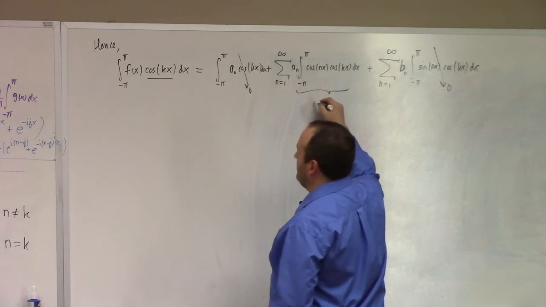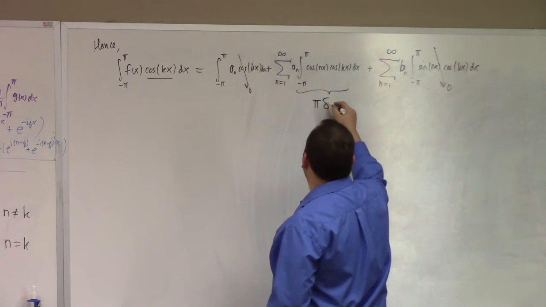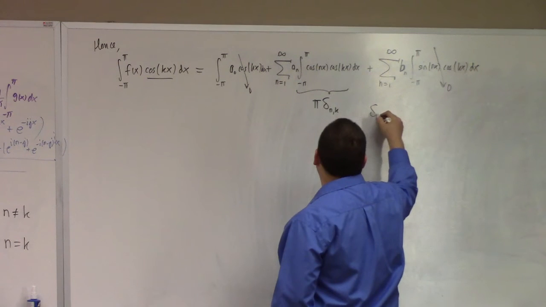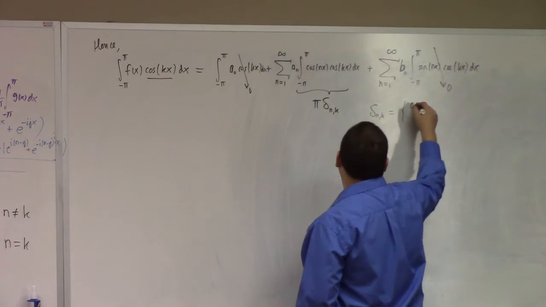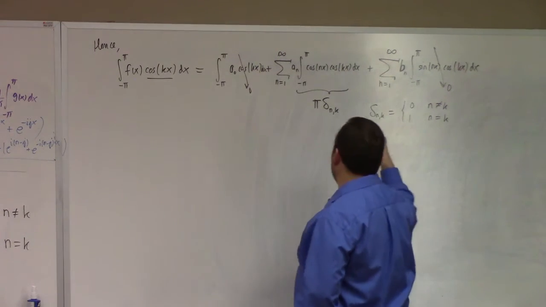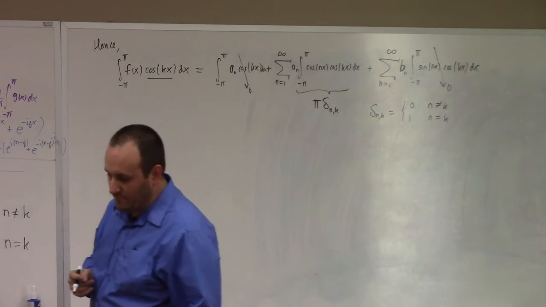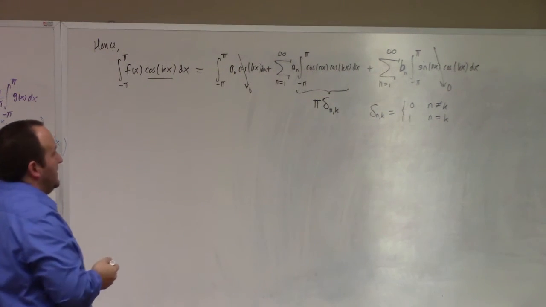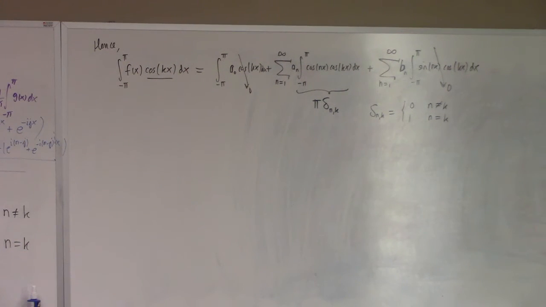You could say that this is really pi times what's called the Kronecker delta of n comma k. Kronecker delta is a really cool thing. Kronecker delta n comma k is equal to 0 for n not equal to k, and it's equal to 1 for n equals k. That's the way this symbol works. Very useful combinatoric device. Now, basically, that's the natural enemy to the infinite sum. It basically collapses the sum to a single term. Everything is 0 there except for one thing, right?